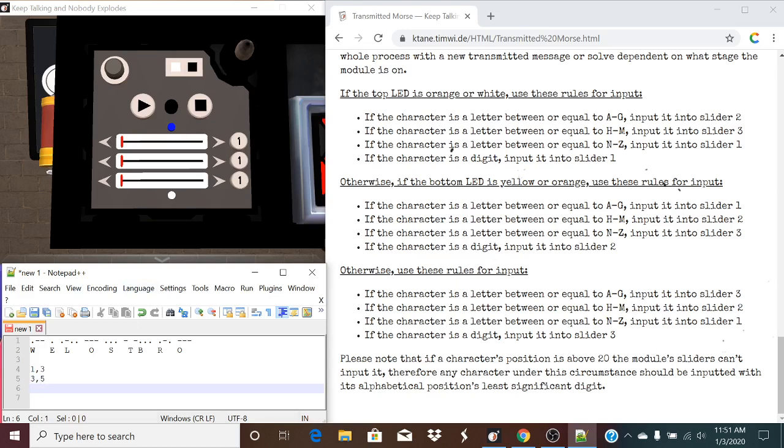Lima is in the range of slider 2. Slider 2 is going to be 12. Oscar is in the range of slider 1. Slider 1 is going to be 15. Sierra is 19. That's in the range of slider 1. So that's going to be 19.